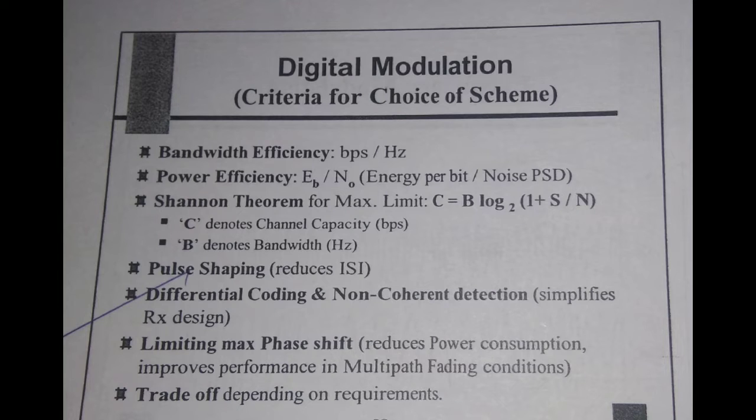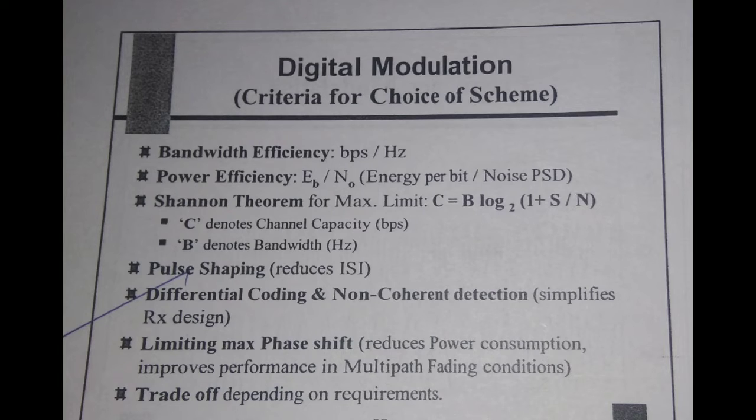Starting with bandwidth efficiency, the efficiency of the bandwidth utilization is measured in bits per second per hertz. One parameter is power efficiency, which is energy per bit divided by noise PSD. PSD stands for power spectral density. Then we have a very common and very important theorem, the Shannon theorem, for the maximum capacity which the line carries: C equals B log2(1 plus SNR), where SNR is the signal to noise ratio, C stands for the capacity in bits per second, and B is the bandwidth in hertz.